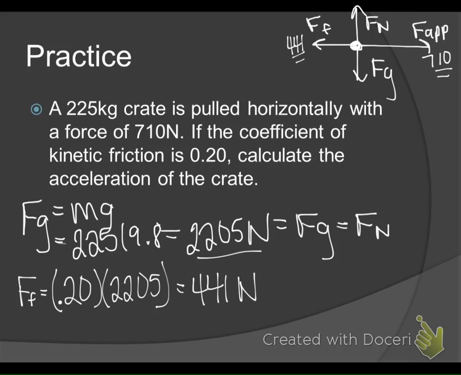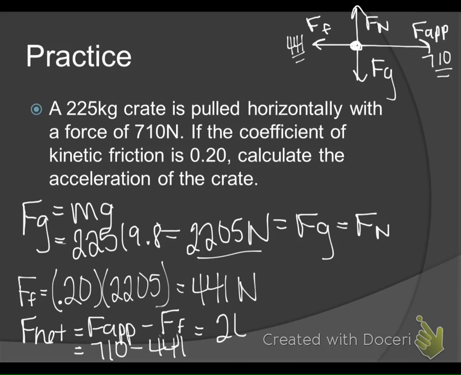So what do we do? Good. F net equals F applied minus force of friction. So we're taking right minus left, which means we're taking 710 minus 441. Oh, I'm sorry, I labeled it wrong. Force of friction, not force of gravity. So 710 minus 441, 269 newtons. Are we done? No. 269 newtons equals our F net.